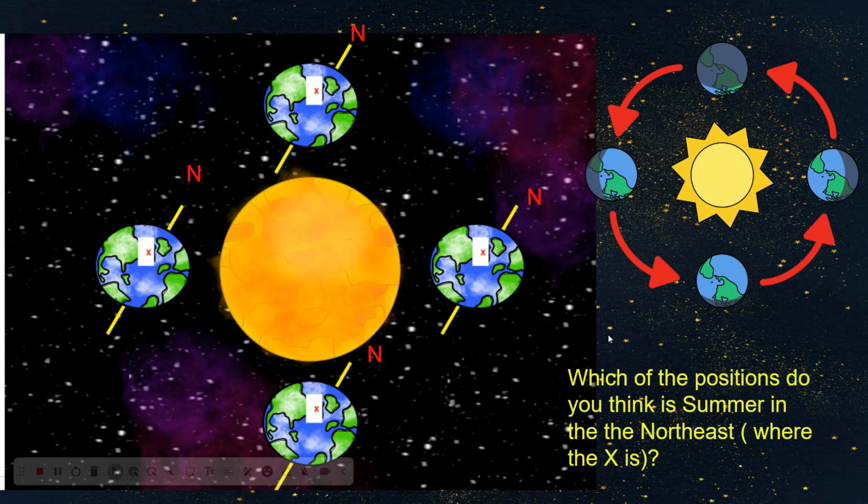So which of the positions do you think is summer in the Northeast? And X is the Northeast. So this is the Earth going around the sun. It takes a whole year to do it. Here's where we are, approximately 44 degrees latitude, right? Which of these positions do you think is summer?